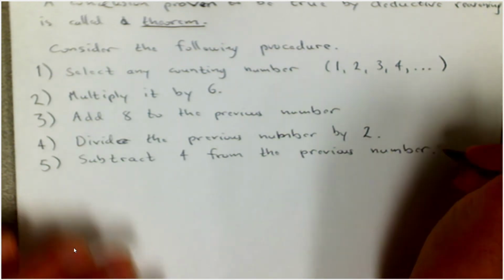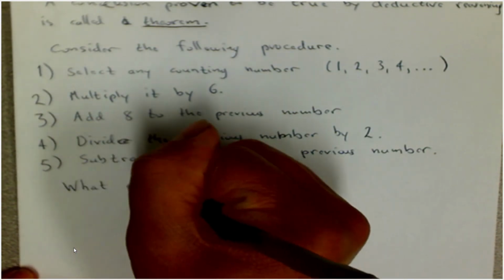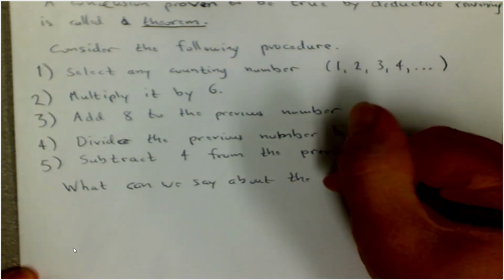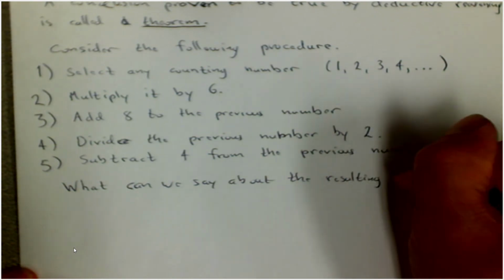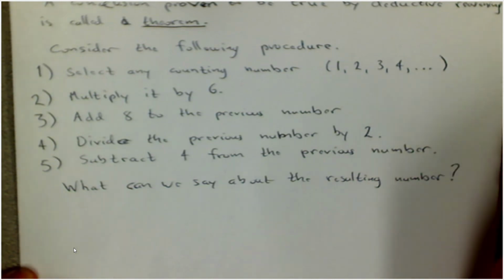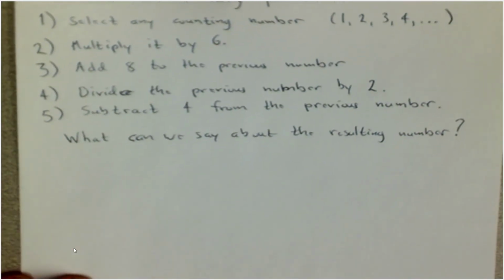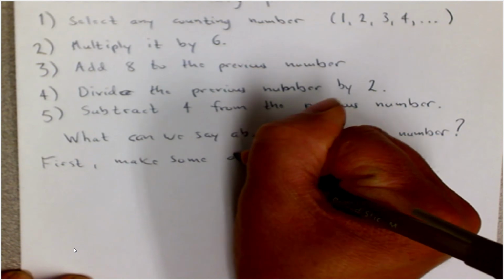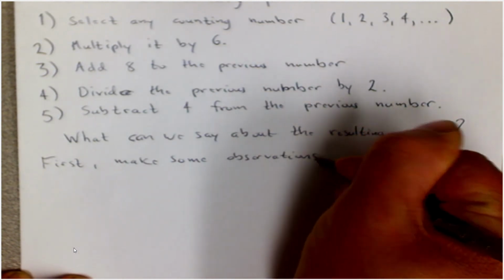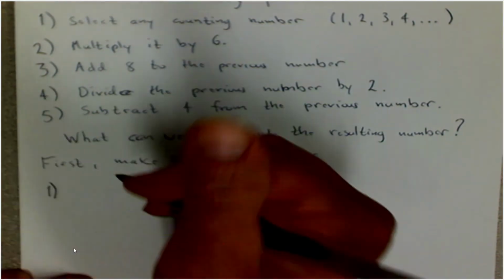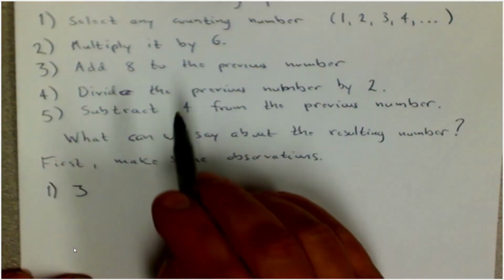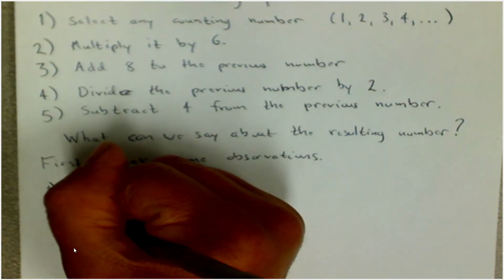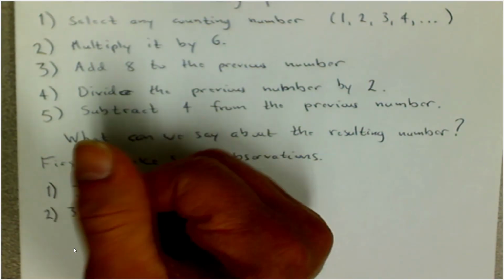All right, so what can we say about the resulting number? First let's make some observations. I'm going to choose a number. How about a 3? To clarify the process I've specified above: for step 2, what do I get? I multiply it by 6, so 3 times 6 is going to be 18, I believe.